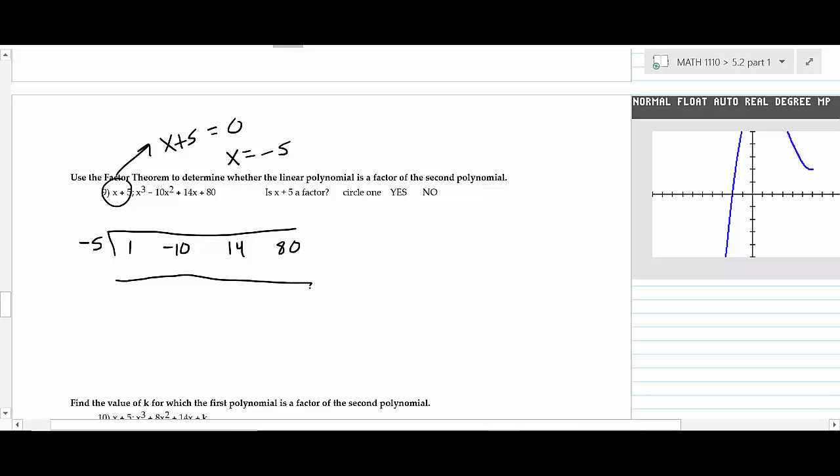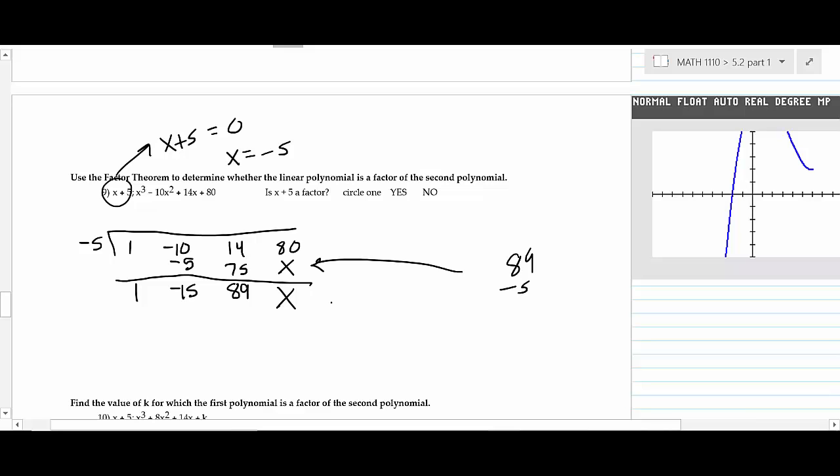Once you do this, you can do this pretty quick if the numbers are relatively small. So I bring down the 1, multiply, that's negative 5, add, that's negative 15, multiply, that's 75, add, that's 89. I'm not even going to bother. I don't know what 89 times negative 5 is, but it's not going to be 80, right? You see what I mean? There's no need to even bother. This thing right here is not going to be 0. So if you went through and did that, you would not get 0. So you don't have to do it.